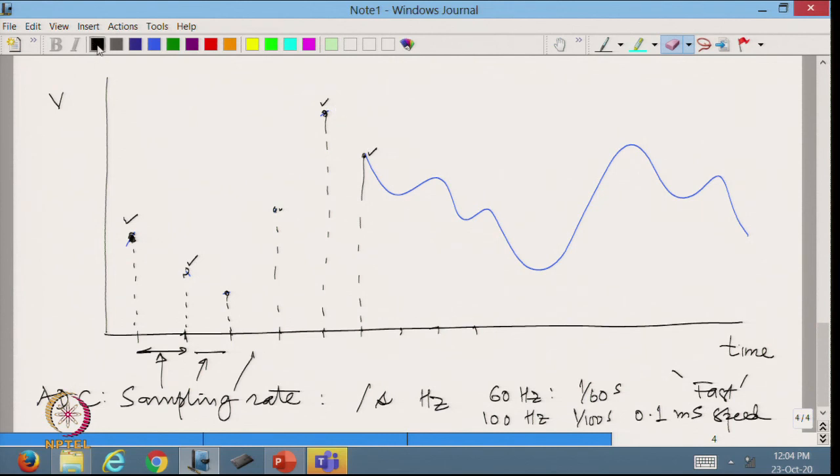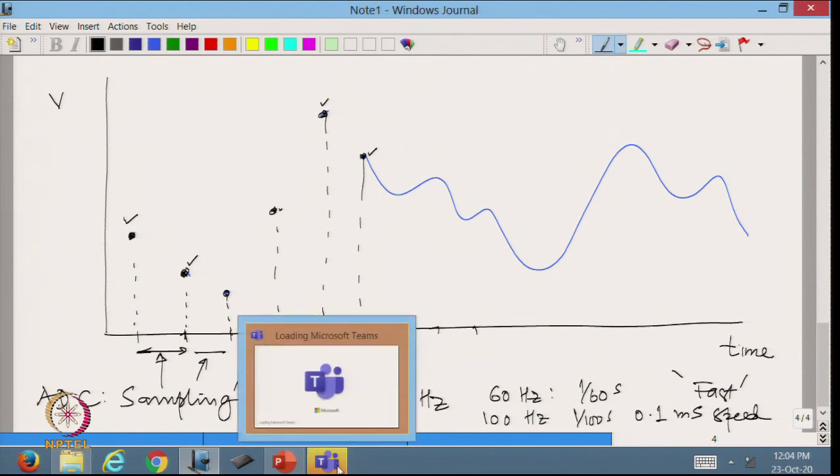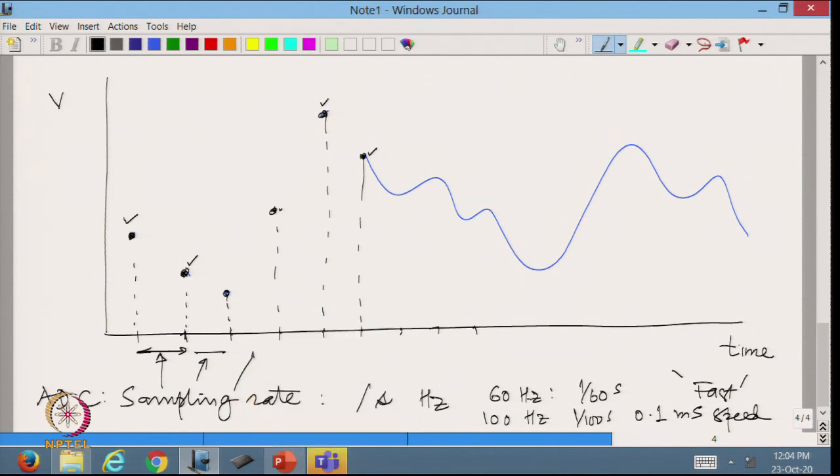All we are left is this, this, this, this, this, this. And since we do not know what the original signal was, we have to be extremely cautious and careful in interpreting what the original data was.